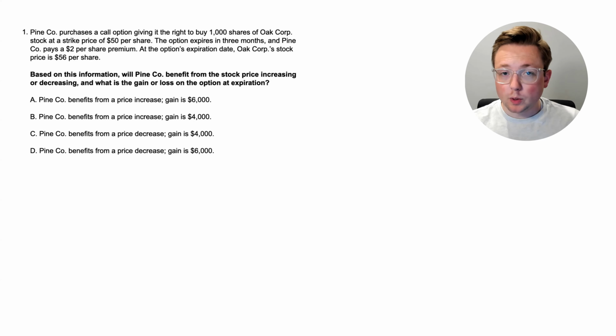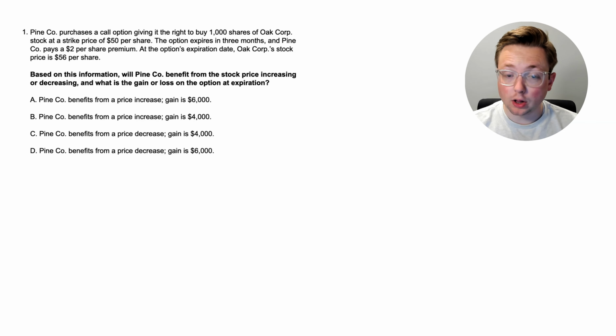Now, as we dive into question 1, I always like to give this tip if it's an option. You want to read the last sentence of a question first. Frequently, this will give you context for what the question is about so that you know what you're looking for throughout the rest of the question. So read the last sentence first and then go to the top and start from there. So let's do that here. Based on this information, will PineCo benefit from the stock price increasing or decreasing? And what is the gain or loss on the option at expiration? Let's go up to the top.